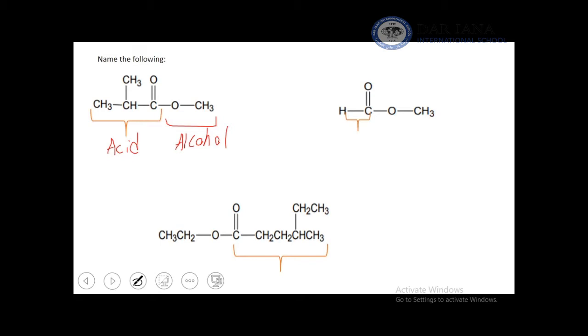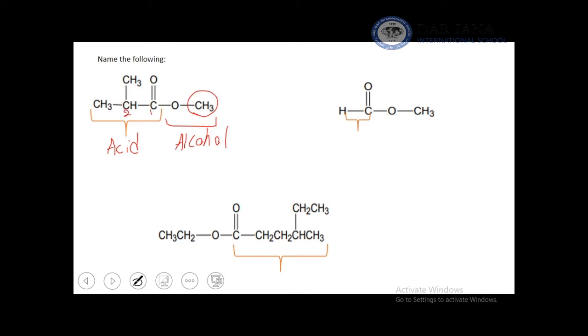First, name the substituent or the alkyl group that's in the alcohol part. So here I have methyl. So this is methyl, it's in the alcohol part. Then name the acid part. The acid part is named as a carboxylic acid, but you should eliminate -ic from the suffix and put -ate. So it will be like that. Let's name first this part as a carboxylic acid.